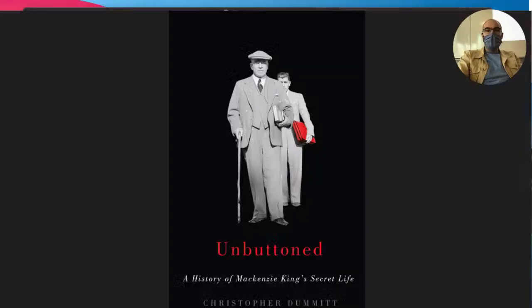So this is a perfect example here, since we're talking about Canadian prime ministers. This was a book that came out a number of years ago called Unbuttoned, A History of Mackenzie King's Secret Life. So William Lyon Mackenzie King was Prime Minister of Canada two or three times, I think. And he's actually our longest serving Prime Minister ever. So he was in power for, I think, 6 or 8 years, and then he had a little break, and then he came back again.